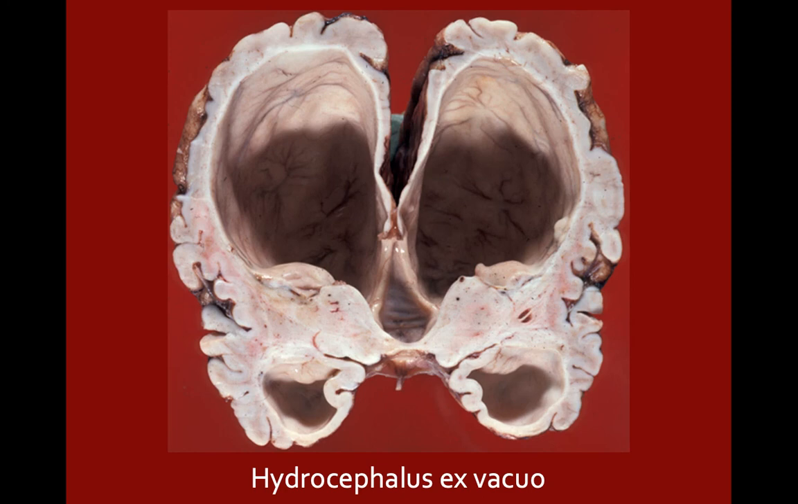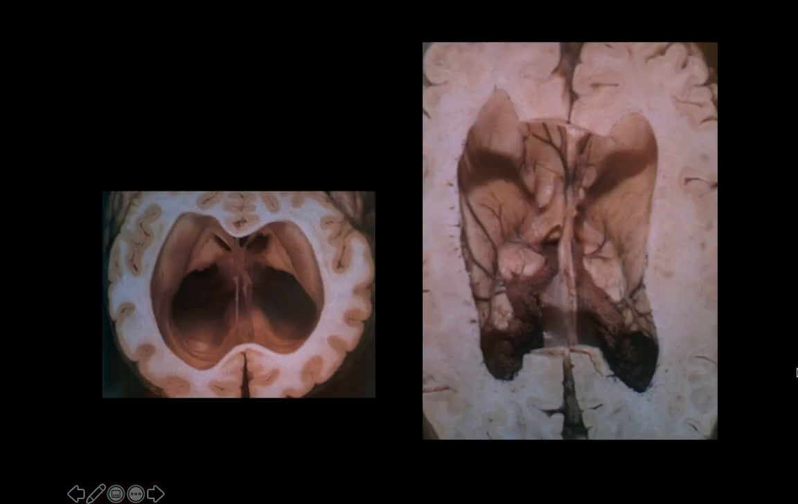This is hydrocephalus ex vacuo, and it just shows you how large these ventricles can become, but then also look at the brain atrophy that has occurred. And same thing here.